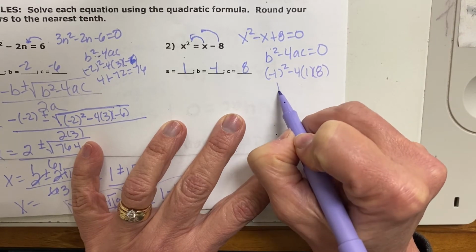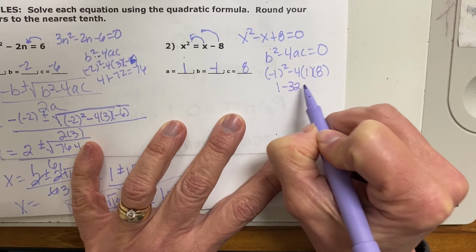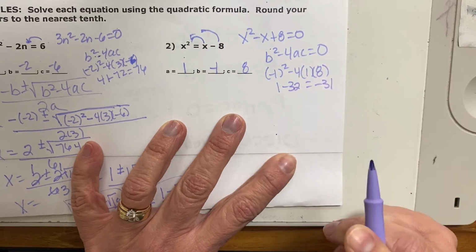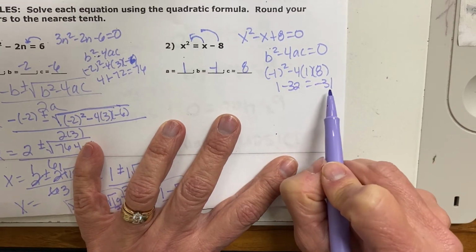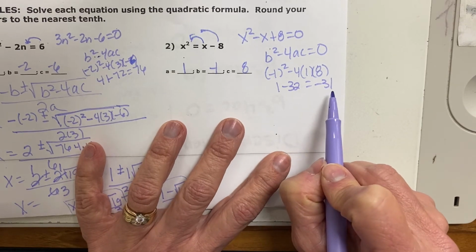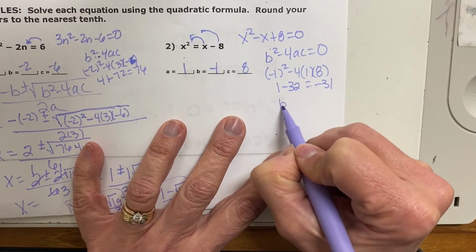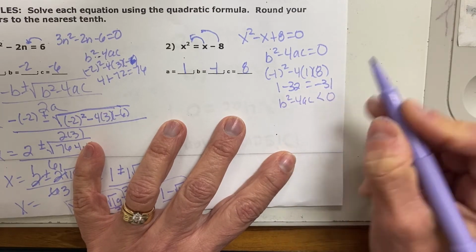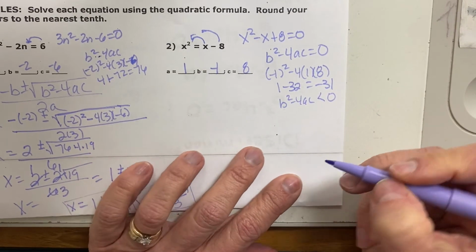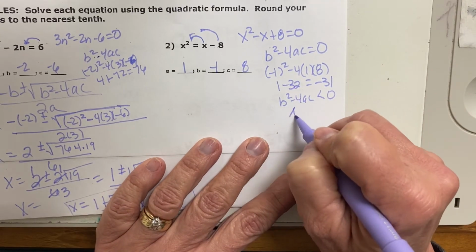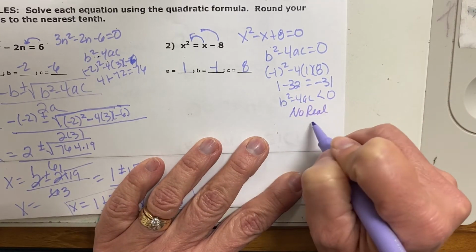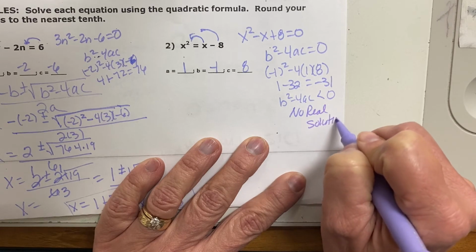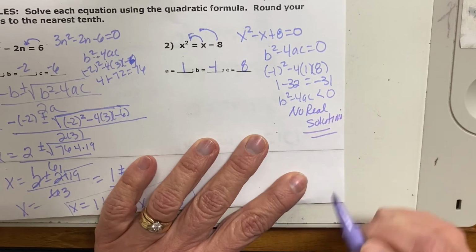And so this is going to be 1 minus 32, so that's going to equal negative 31. And since this number is less than 0, so we have b squared minus 4ac, and all of that is less than 0, that means that we're going to have no real solutions when we get done, is what that means, okay?